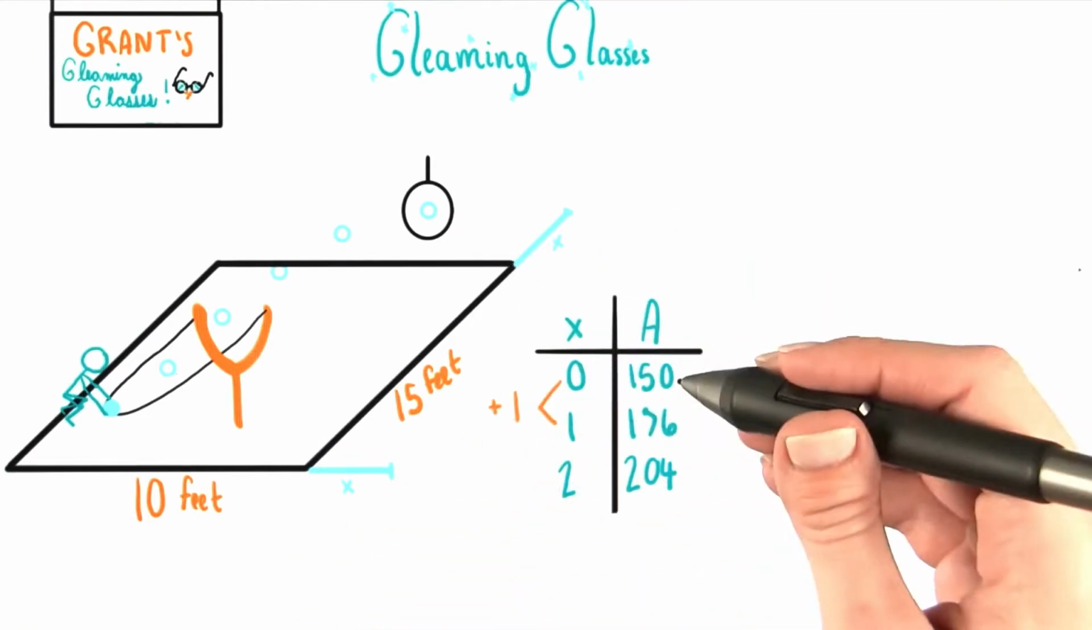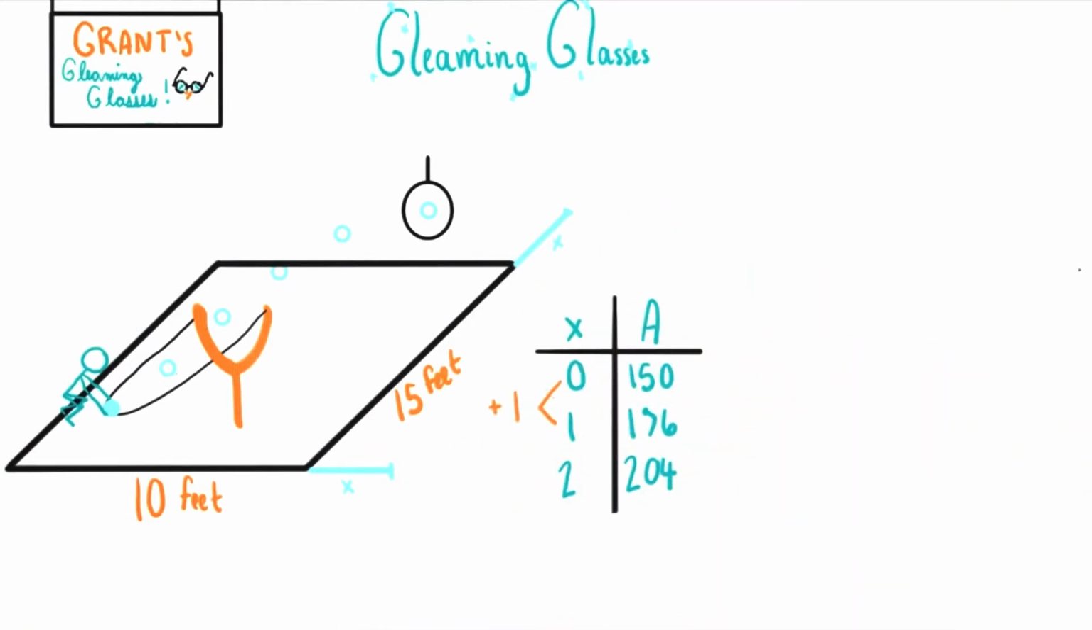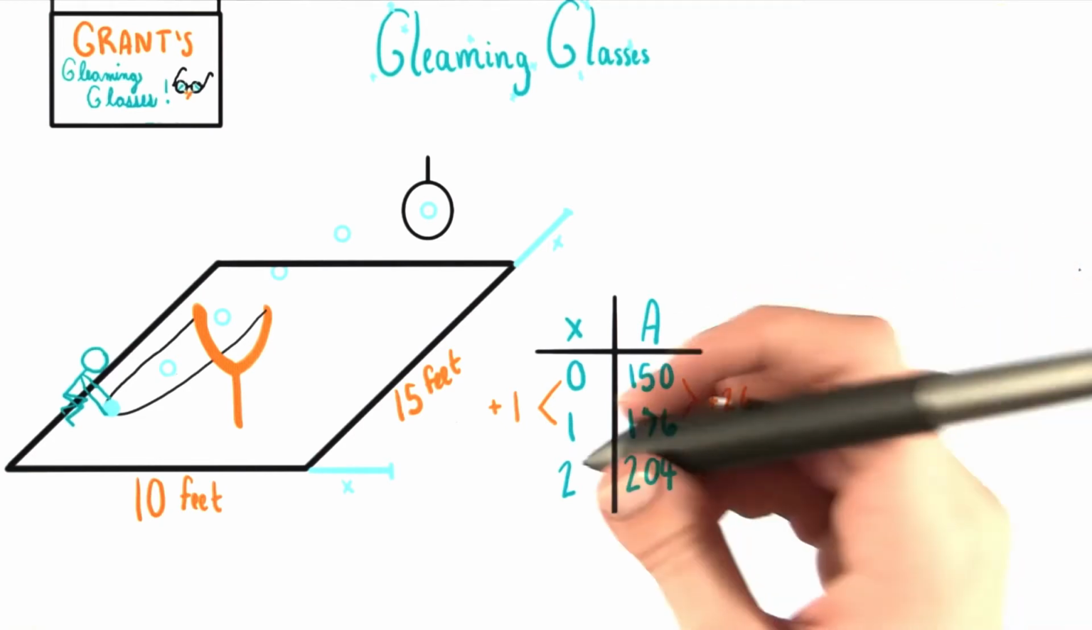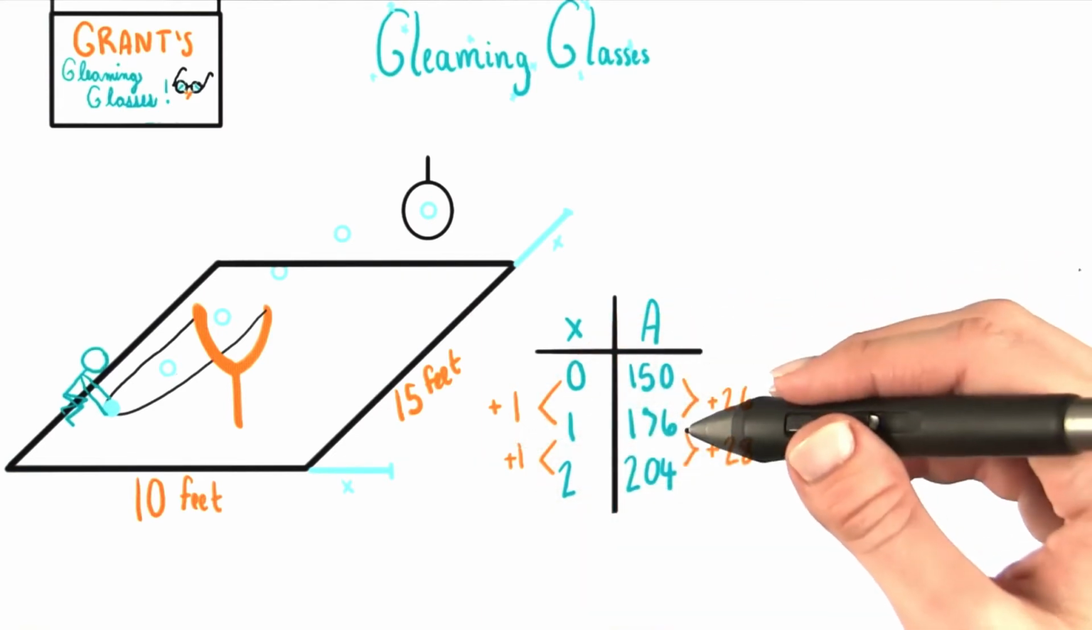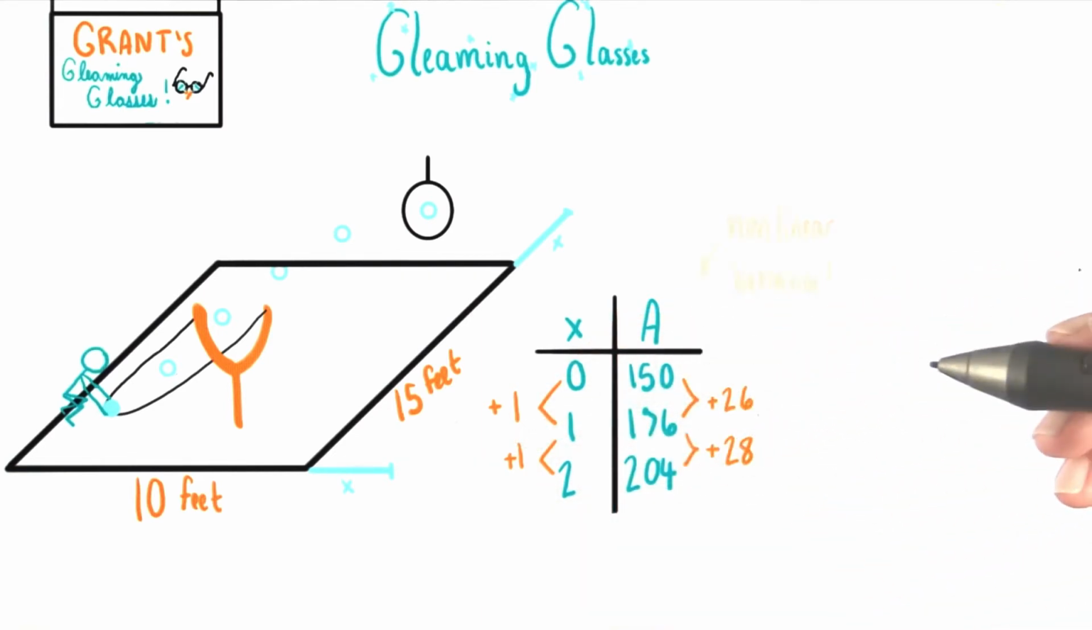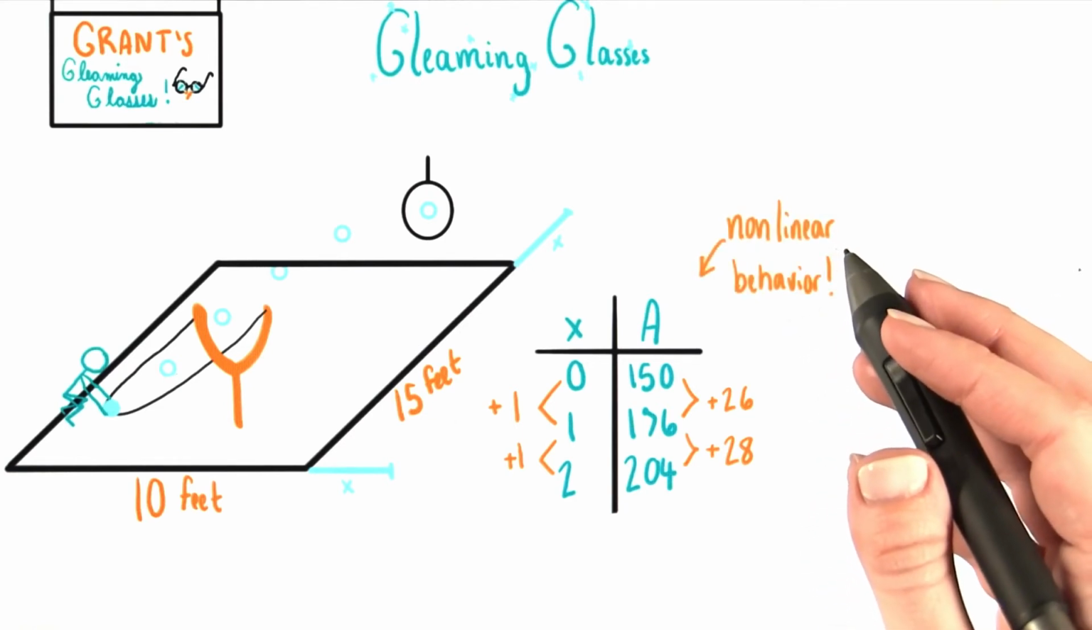So in the transition from this point to this point, x went up by 1, and A went up by 26. Let's see what happens in the next transition. Once again, x went up by 1, but this time, A increased by 28 instead of 26. This is what we call nonlinear behavior.